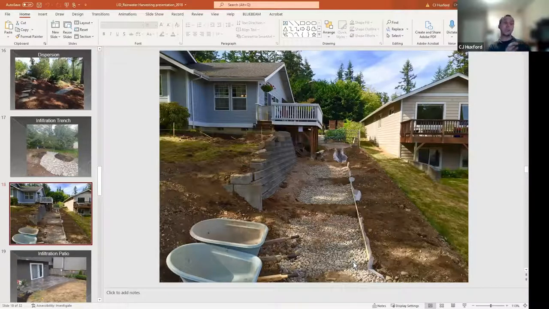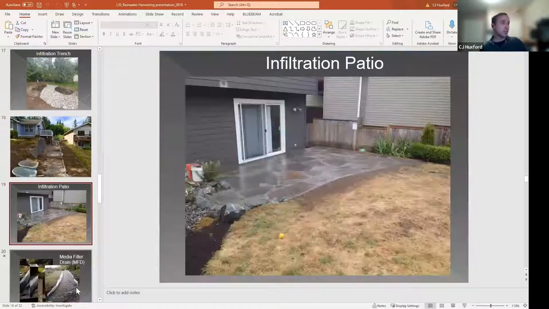Once this was all put in, a clean gravel was put over top, and they use this as a driveway and access area for the backyard garden and things. So it's incorporated within what the homeowner already had planned, but there's all this stuff going down below ground that helps to manage that stormwater and flow.